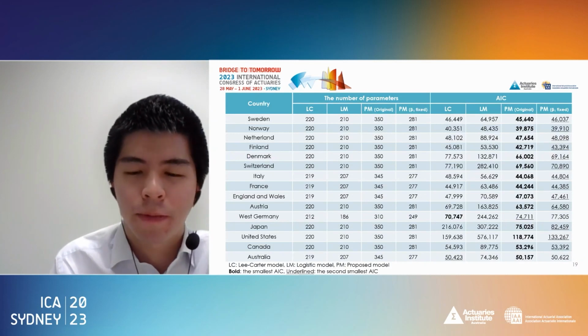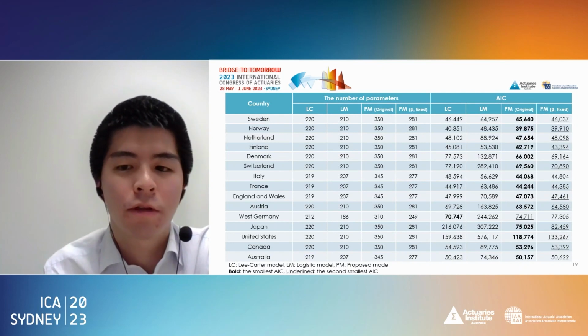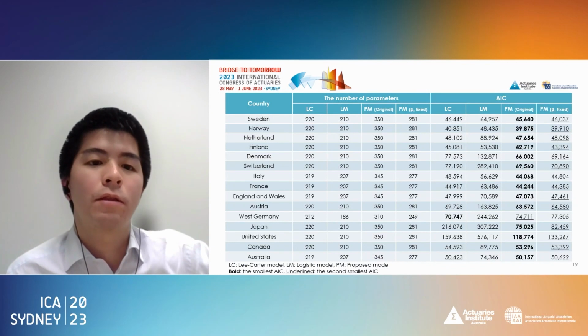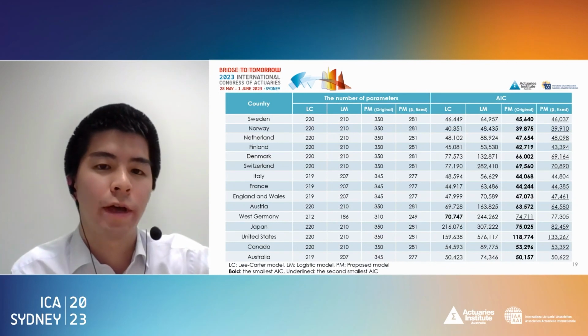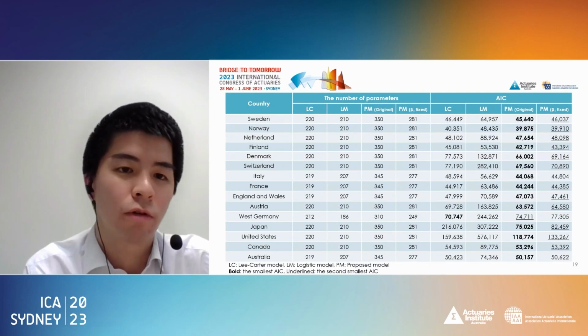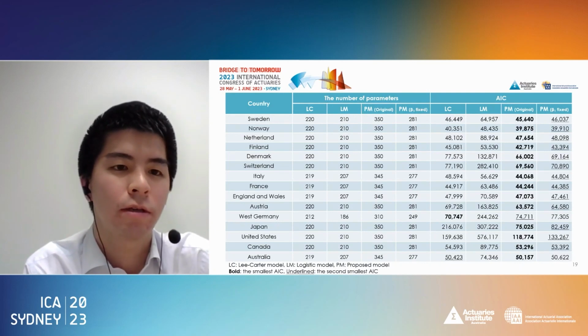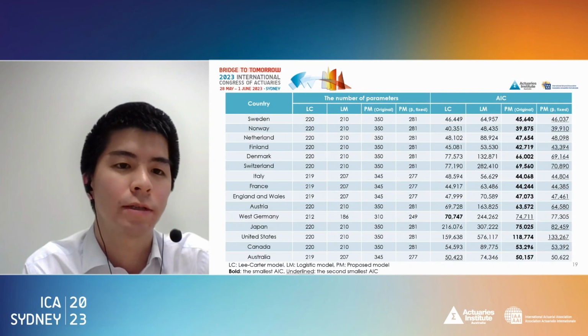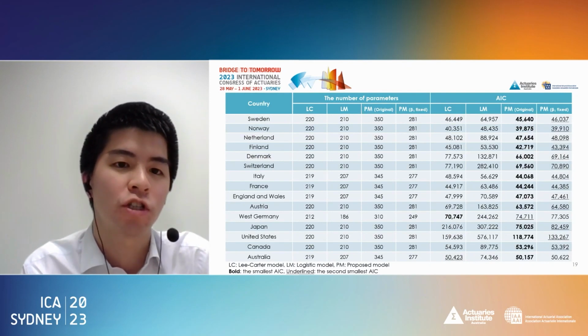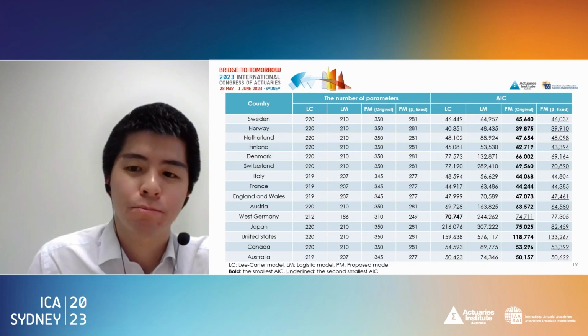Here's the numerical result. The left half of the table shows the number of parameters for each model, and the right half shows the value of AIC. Each column corresponds to the result of a model, and LC is Lee Carter, LM is the logistic model, and PM is the proposed model. The proposed model has two versions, original and beta 1 fixed.